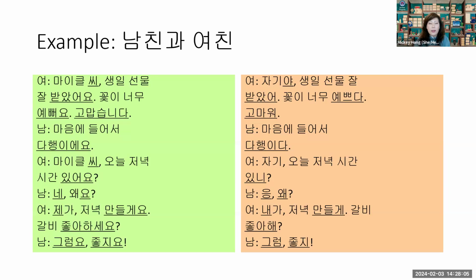자기 오늘 저녁 시간 있니? 있어? It could be either. Do you have time tonight? 응. 왜? See, instead of 네, 응 is a casual yes. Don't say 응 when a superior asks a question. That's very rude. 응 is for like "yeah," with friends. Okay, so 왜요? 요 is always what makes speech so much more polite. Just 왜. Instead of 제가, 내가, you refer to yourself as just 내가, without the humble counterpart. 내가 저녁 만들게. 갈비 좋아해? 그럼 좋지. All the yo's are dropped, you notice, right?